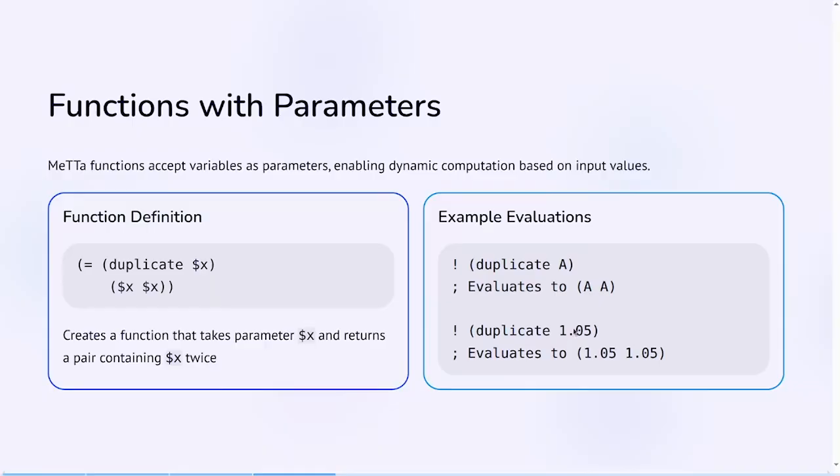So here I'm passing 1.05 as a number, then it would evaluate to double of this value. This is how a function with parameters works.